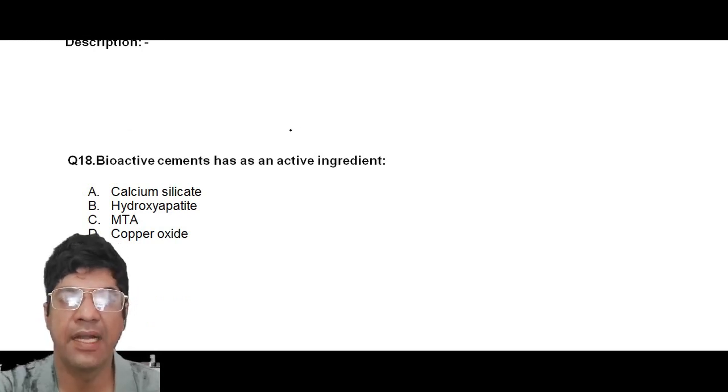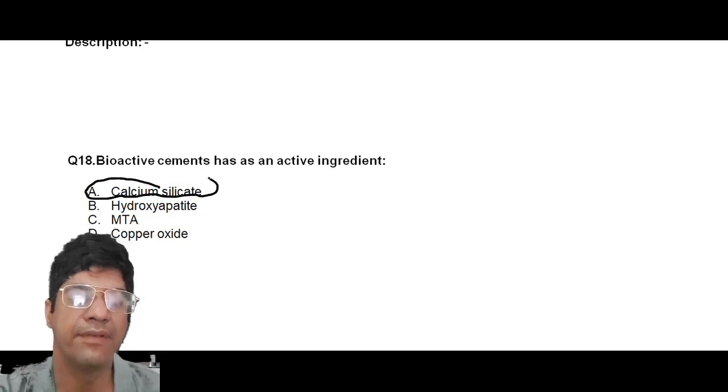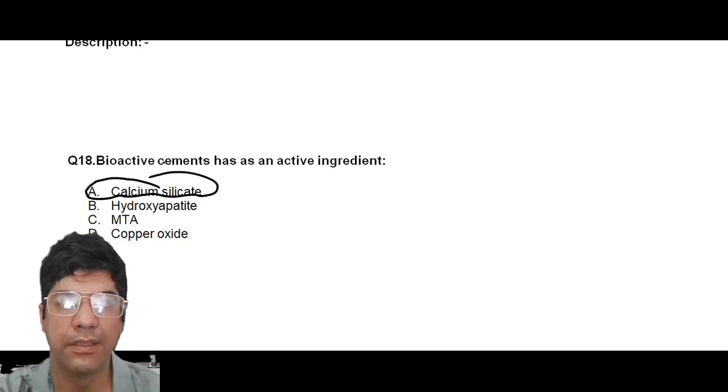Bioactive cement has an active ingredient. It has calcium silicate as the active ingredient. So bioactive cements such as MTA are primarily based on calcium silicate.